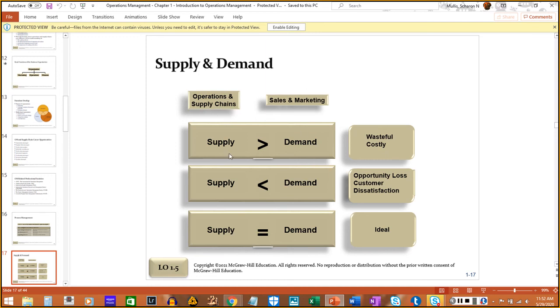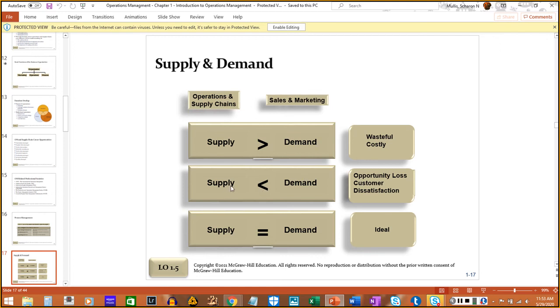If you have more supply than demand, you're pretty much wasting money. And businesses don't like to waste money. I know with my company, I hate wasting money. So if I'm supplying more than what is being demanded, these two areas need to start talking a little more. The sales and marketing need to tell the operations and supply chains that, hey, you're producing too much. Or if you keep producing all of this, we're all going to be out of jobs.